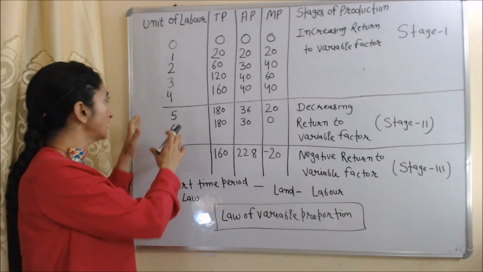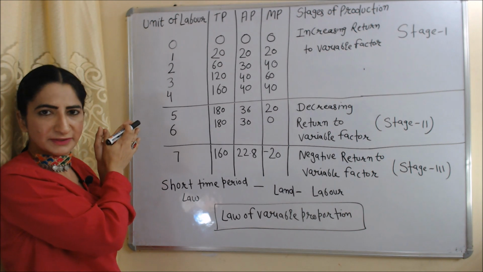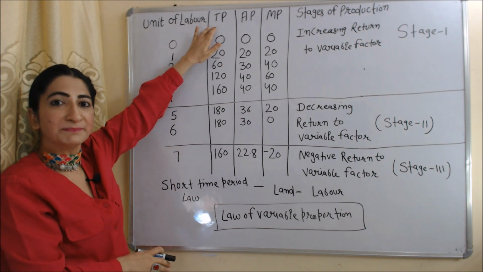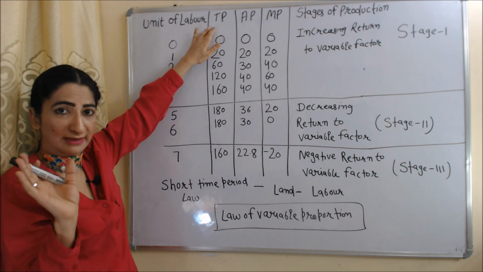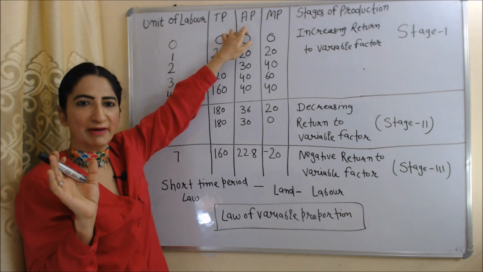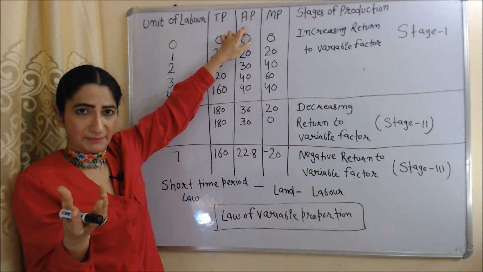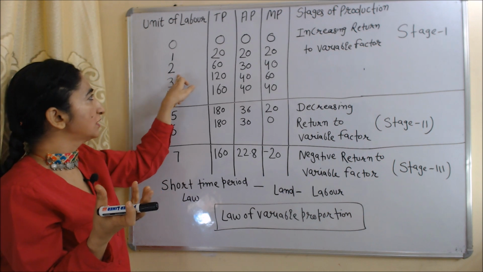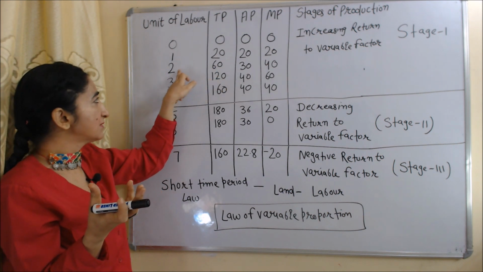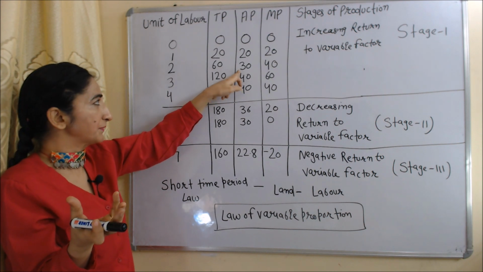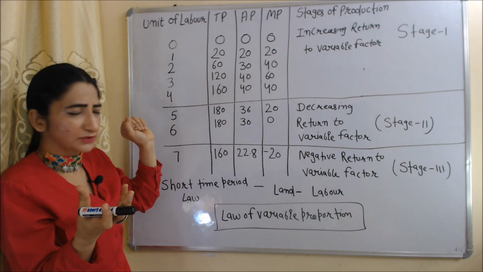So in this table, in first column, we have our variable factor labor, which we can change. Second column we have our TP. TP means total product, as we earlier discussed. Next column we have average product, AP. Average product means product of only one labor. If product of 2 labor is 60, 60 divided by 2 is equal to 30. 30 is our average product, which is product of only one labor. Similarly, you can calculate for other units.